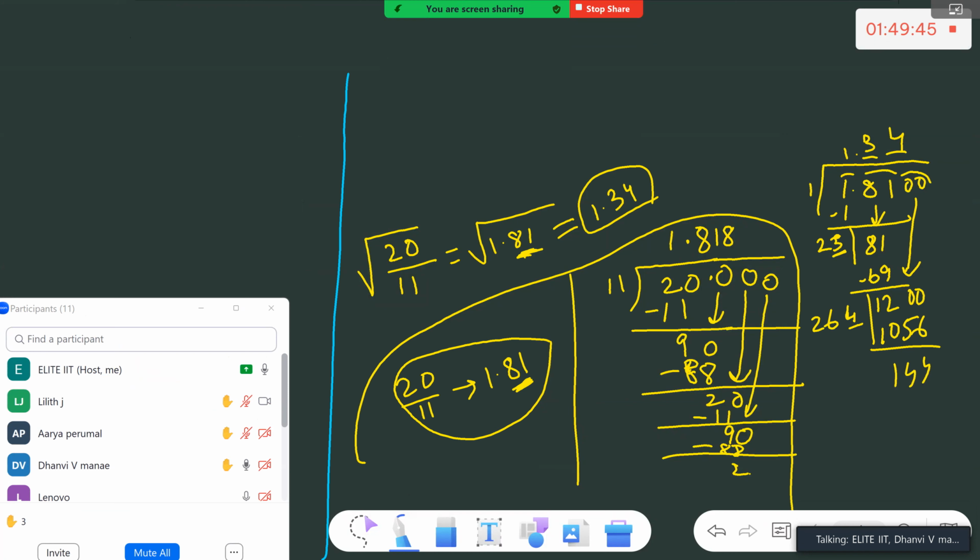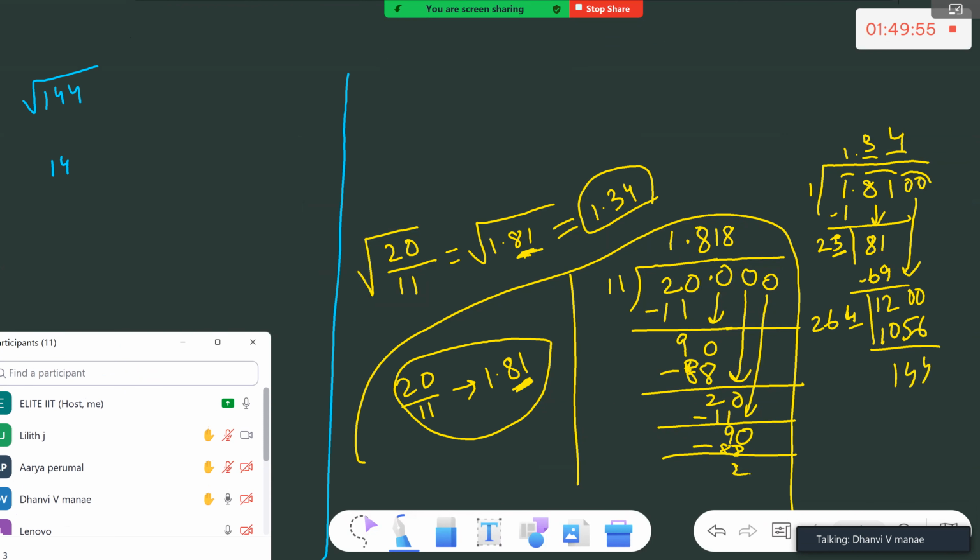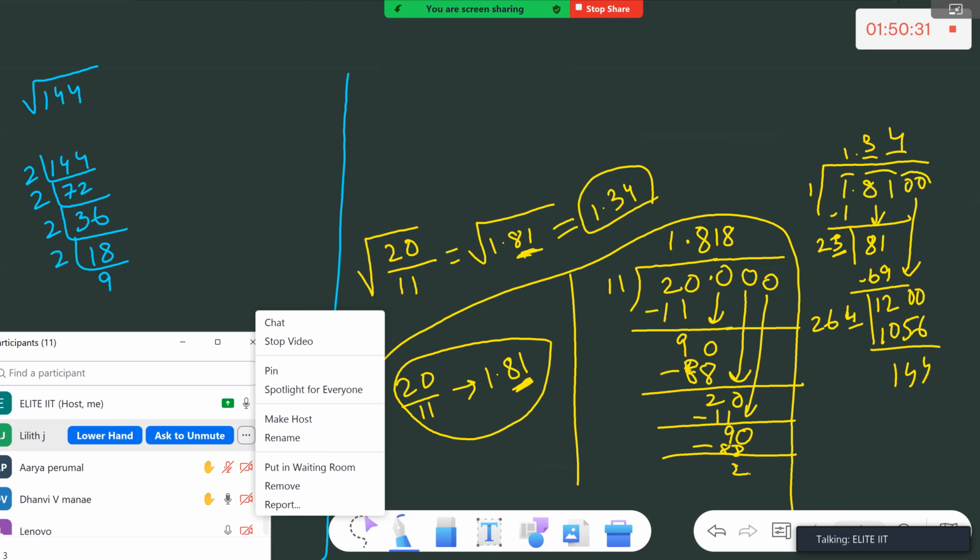Square root by factorization method means, see, if you want to find the square root of, say, 144, okay? So 144 first you will factorize. You know how to prime factorize numbers? So 144, first smallest prime number 2. Can you divide it by 2? Yeah, it will come out to be 72, right? Again I can divide 72 by 2. It will come out to be 36. Again 36 by 2, it will come out to be 18, isn't it? Again 18 by 2, it will come out to be 9, right?